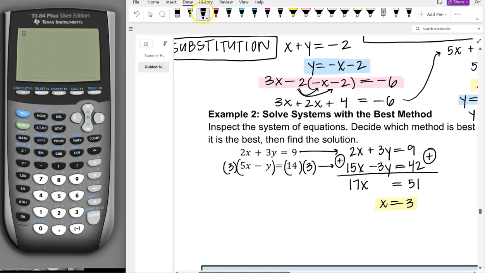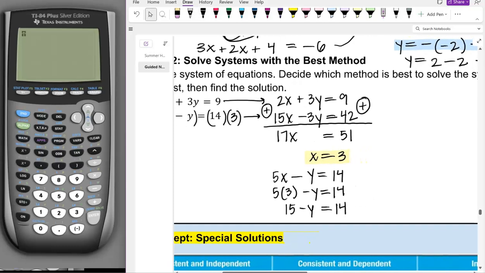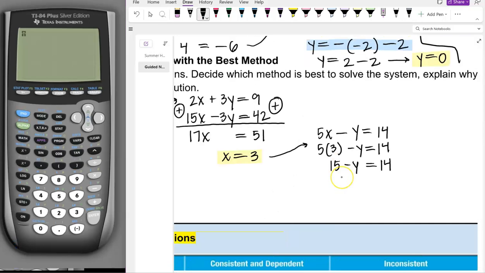Once you have one of the variables, you go back to your original two equations and plug it back in to either one to find the other variable. It would be easiest to plug this in to equation 2, 5x minus 1y equals 14, before you multiplied it by 3 to keep it smaller. Take the x equals 3, plug it in for the variable x. Simplify, 5 times 3 is 15. Subtract 14 on both sides. You get 1 minus y equals 0. Add y to both sides, you get y equals 1.